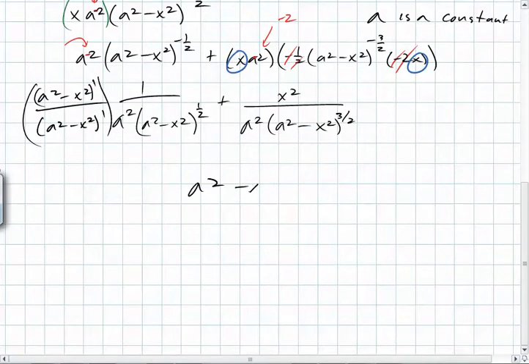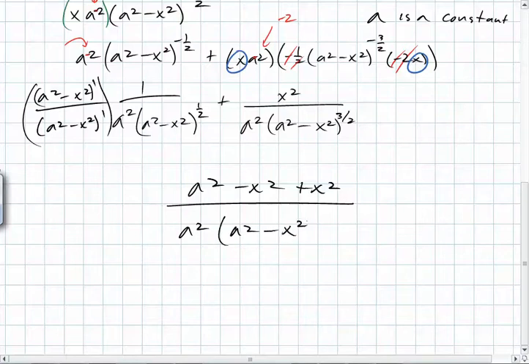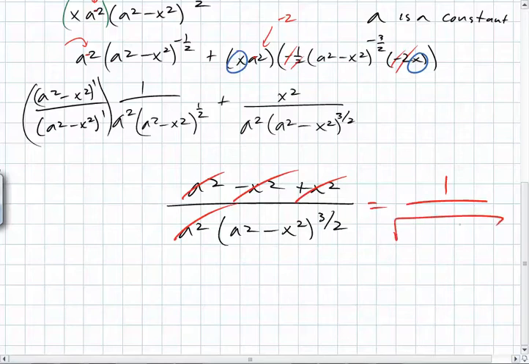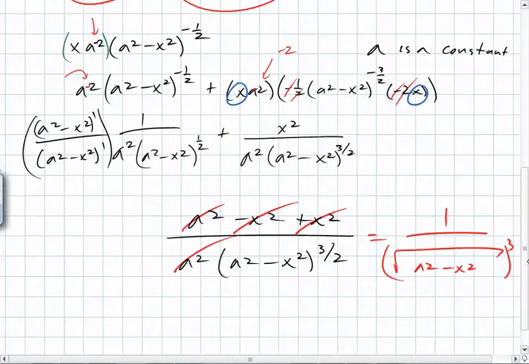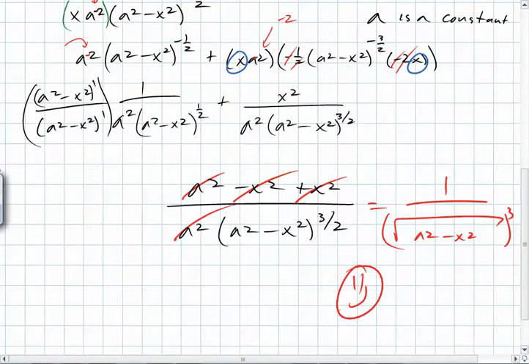So what do you end up with? You end up with a squared minus x squared plus x squared all over what? A squared times a squared minus x squared to the what power? 3/2. What cancels? Those cancel because you're adding and subtracting the same thing. And then what cancels because of division? That cancels. So what are you left with? 1 over the square root of a squared minus x squared, all to the 3rd. And is that exactly what we have up here? Yes, it is the same thing. Absolutely. So in this case, it was doing the derivative to verify.